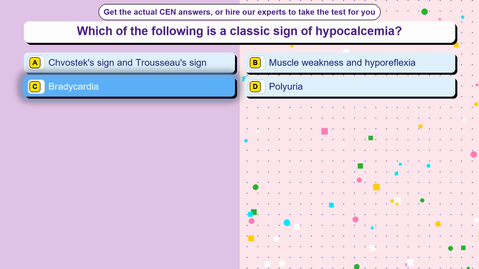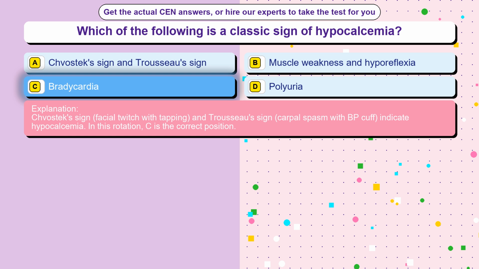The correct answer is option C, bradycardia. Chvostek's sign, facial twitch with tapping, and Trousseau's sign, carpal spasm with BP cuff, indicate hypocalcemia. In this rotation, C is the correct position.